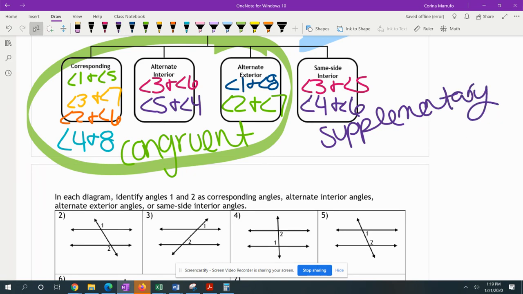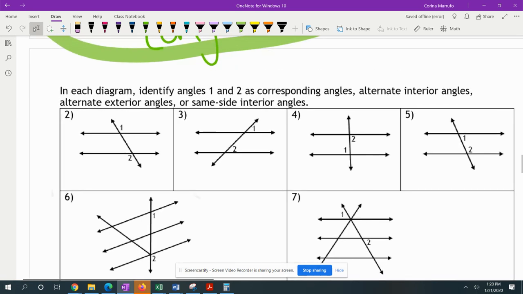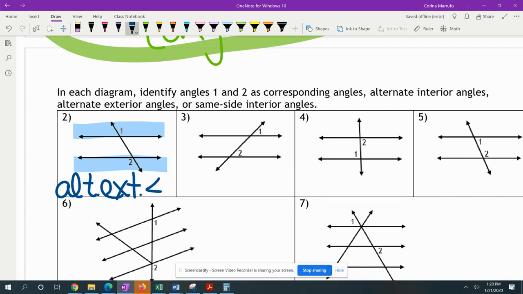Okay. So here it says in each diagram, identify angles 1 and 2 as corresponding angles, alternate interior angles, alternate exterior angles, or same side interior angles. So all we're doing is giving the name. So here, 1 and 2, both of them are on the outside. They're on the exterior. And they're on alternate sides of the transversal. So I'm going to abbreviate, but it's alternate exterior. And I'm going to use the symbol for angles.